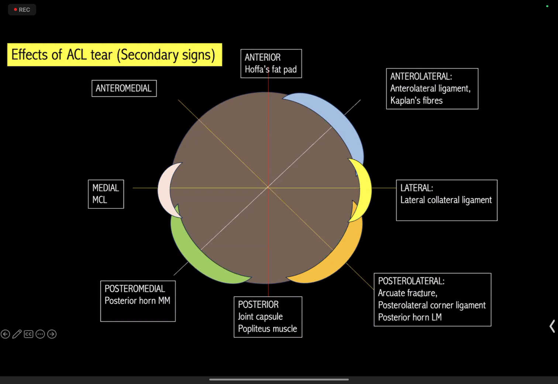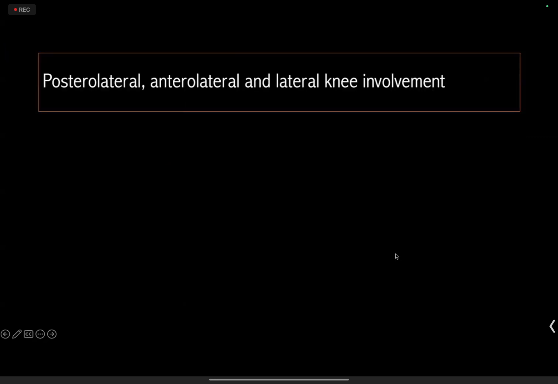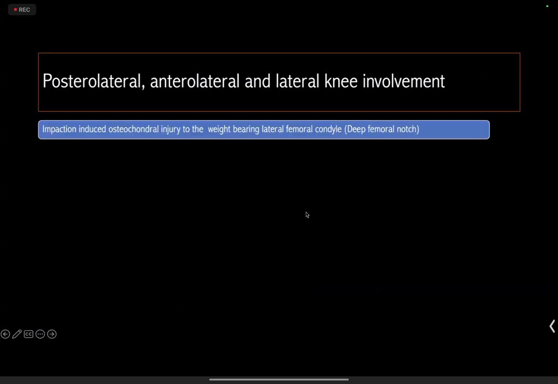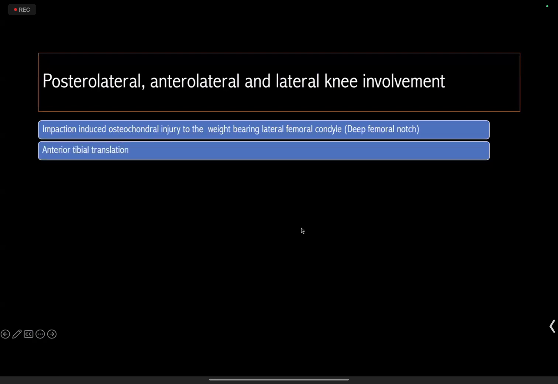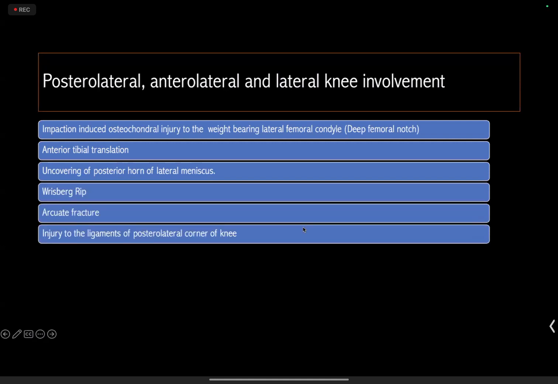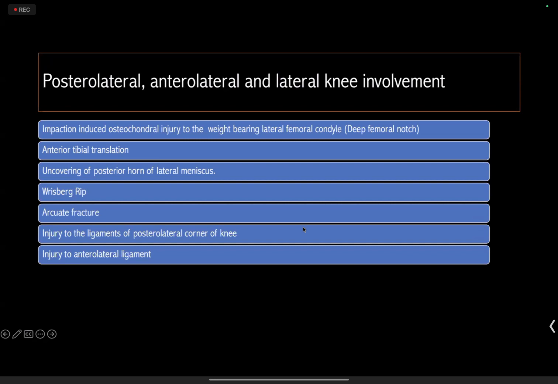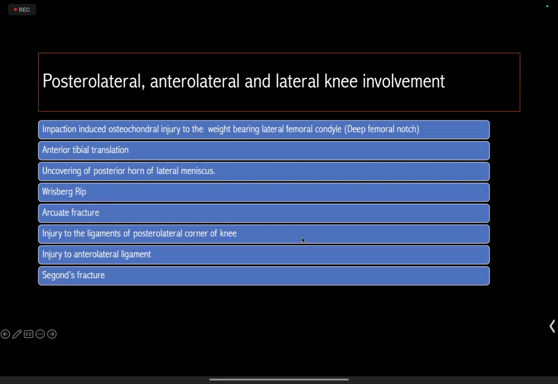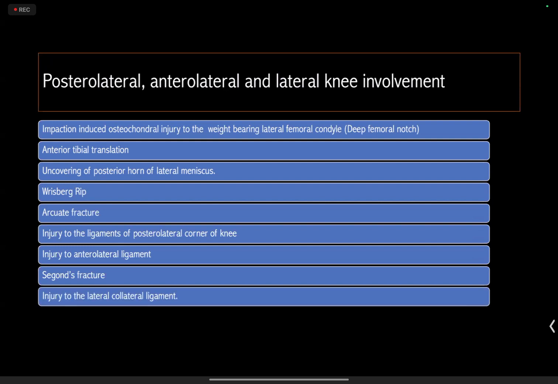So based on the compartments, we may have various associated features. Let's talk about the posterolateral, anterolateral, and the lateral compartment manifestations which will be seen in the ACL tear. The impaction injuries happening in the lateral femoral condyle would show as a deep femoral notch. There would be increased anterior tibial translation. There would be injuries to the lateral meniscus, injuries to the posterolateral corner structures, and injuries to the anterolateral compartment structures as well.